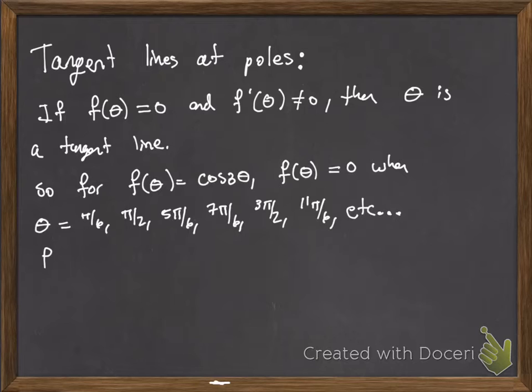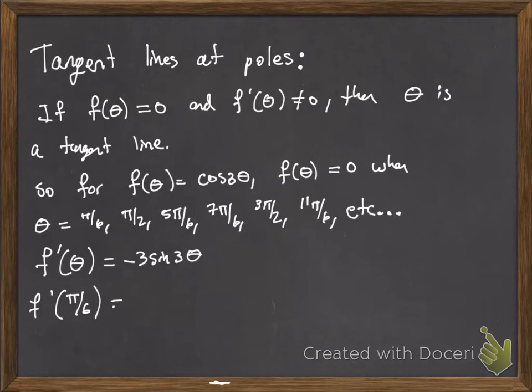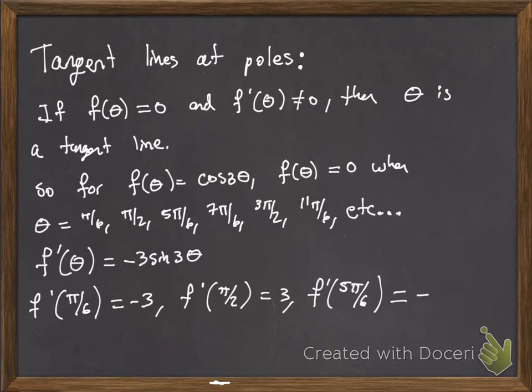Now we have to make sure that these derivatives are not 0. The derivative with respect to theta is negative 3 sine of 3 theta. So plug in the pi over 6 and the pi over 2 and the 5 pi over 6, and that's enough. They all are not 0, so that's our verification that those are in fact tangent lines.